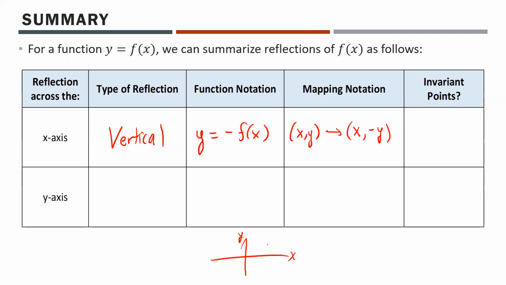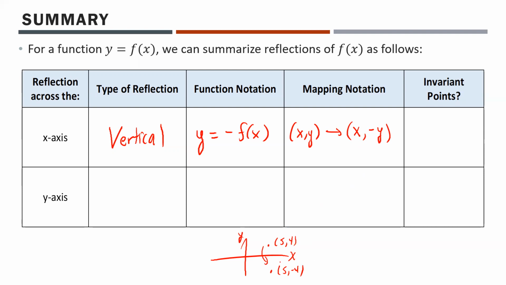And again, the reason for that is, imagine you have like a point up here at the coordinate 5, 4. If you flipped it vertically, that's now at the coordinate 5, -4. So you just multiplied your y value by -1. Now, the last column here, invariant points. Are there any invariant points if you're flipping across the x-axis? Well, of course there would be.